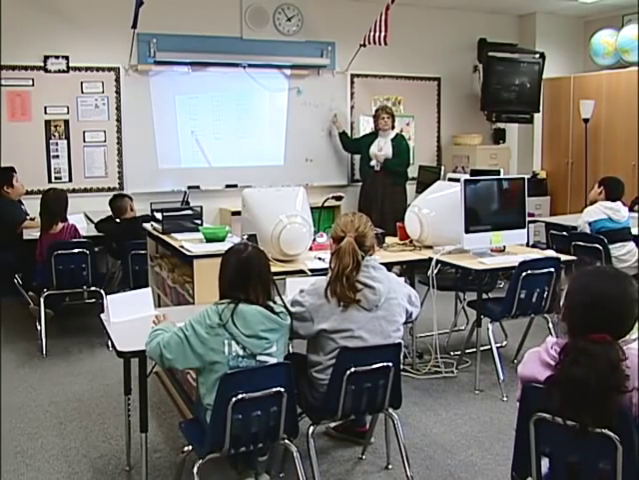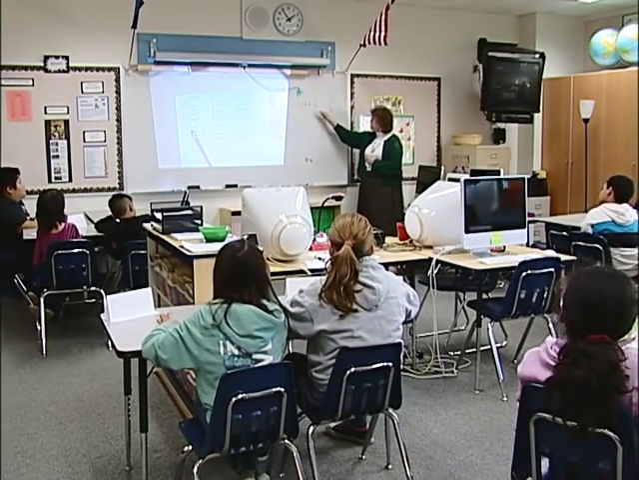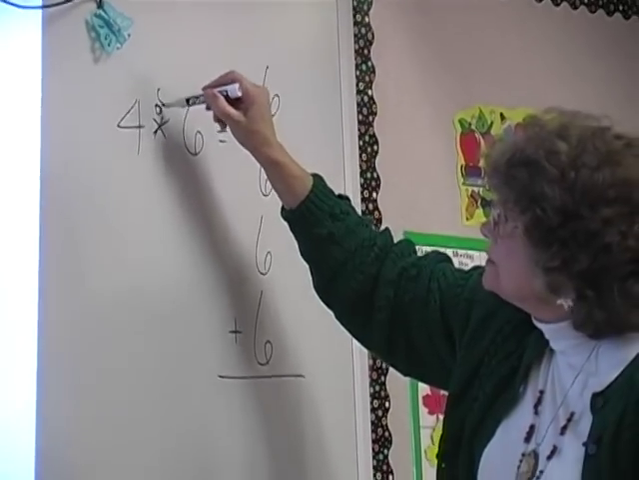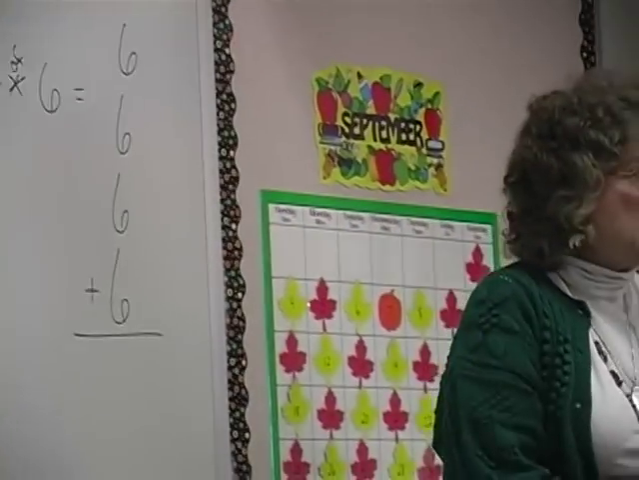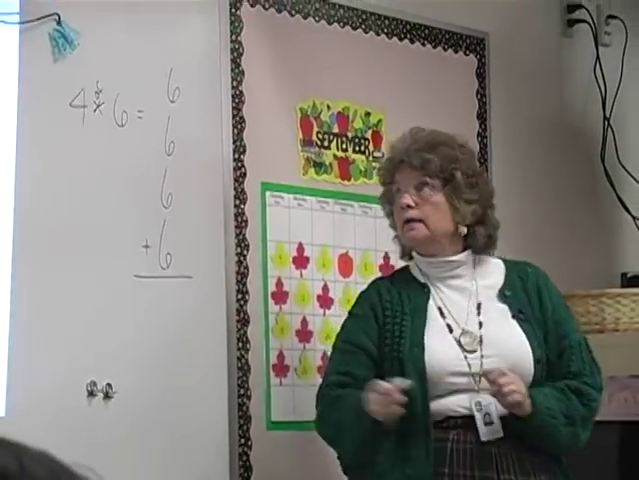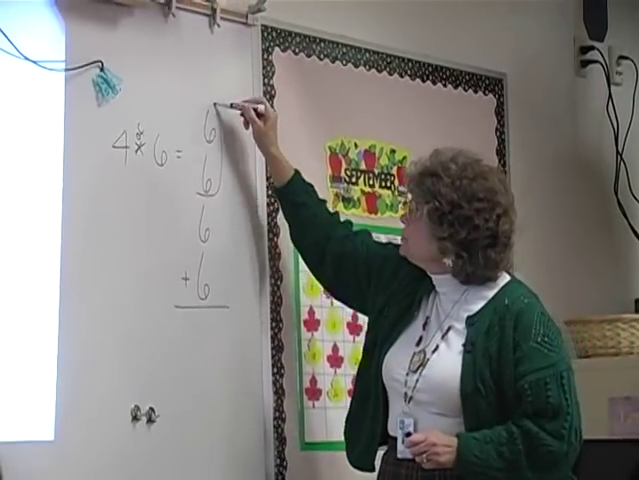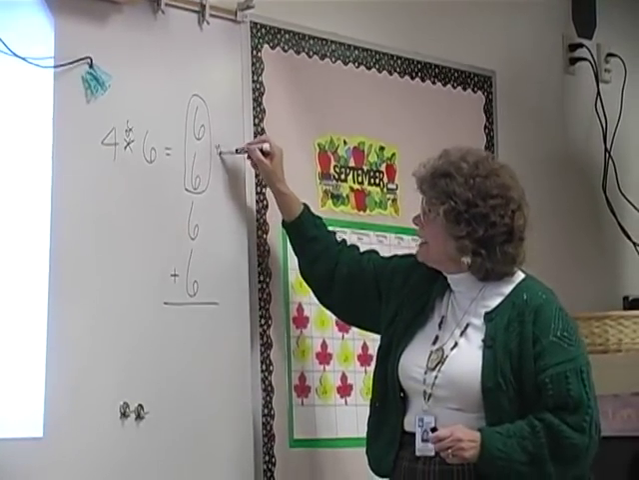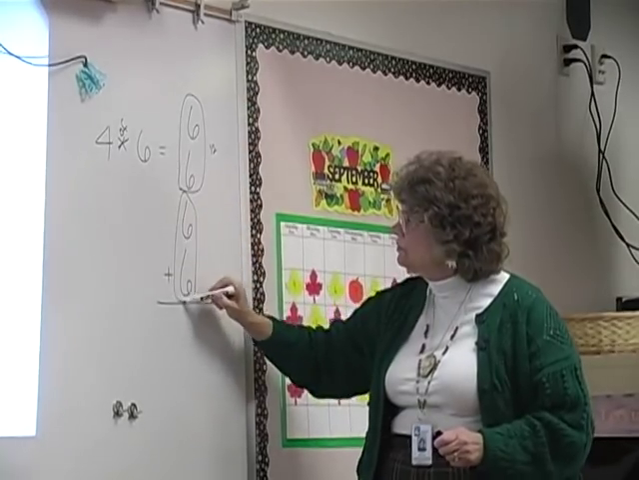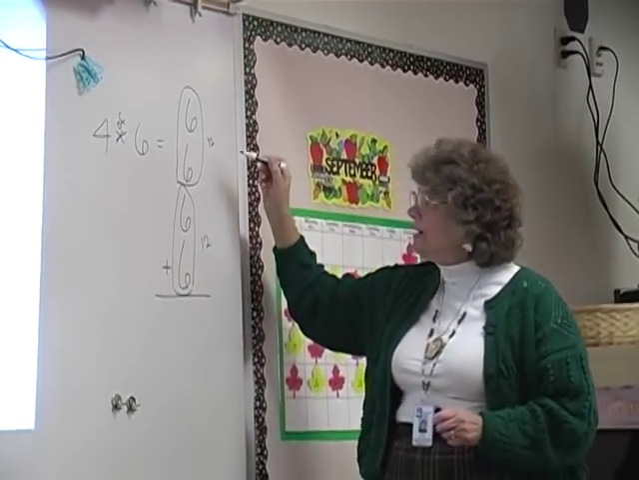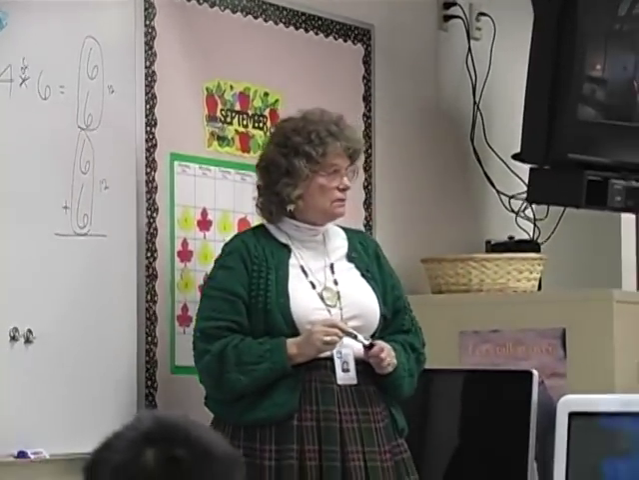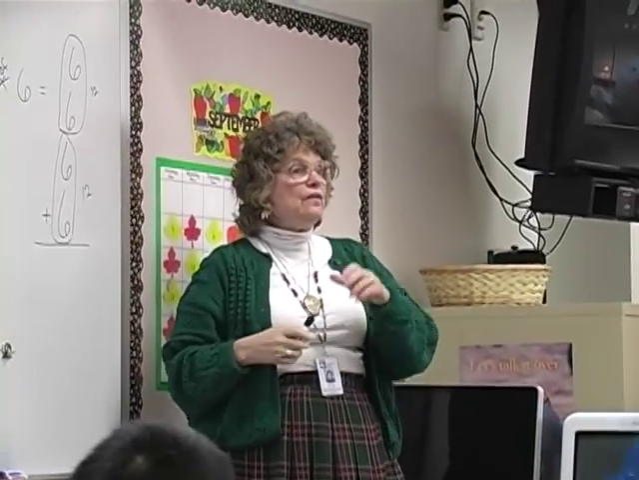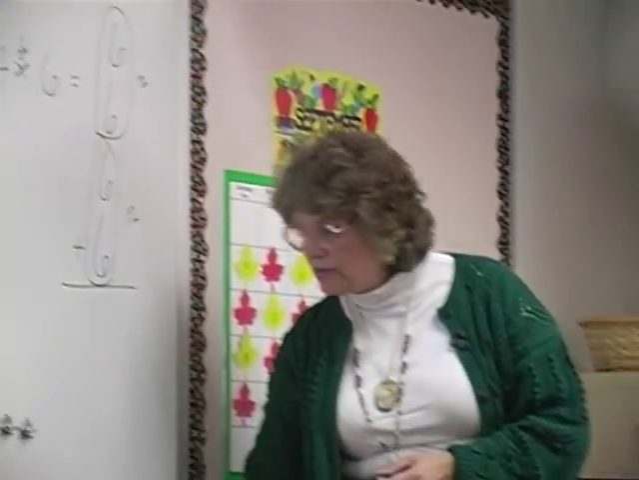Do you agree this is a true sentence? Is 4 of those 6s the same as 4 of those 6s added up? Yes. Do we all agree with that? Could somebody tell me what 2 6s are? 12. And these 2 6s are also? 12. And how would I find out what 4 6s are? 24. So if you know your 2s, you can double your 2s to get your 4s, isn't that right? Okay, so this is what we're going to do.